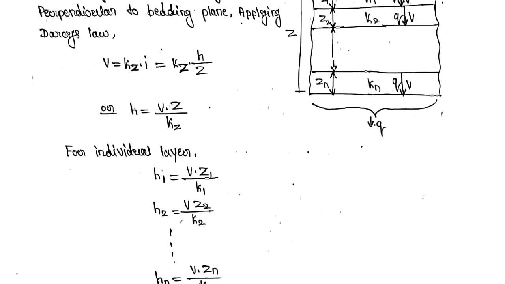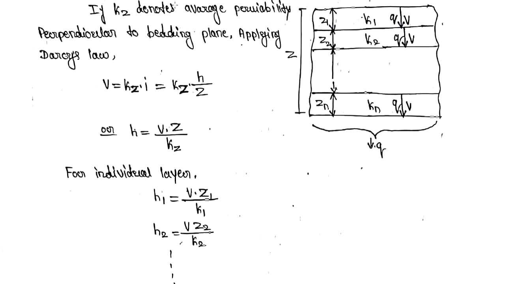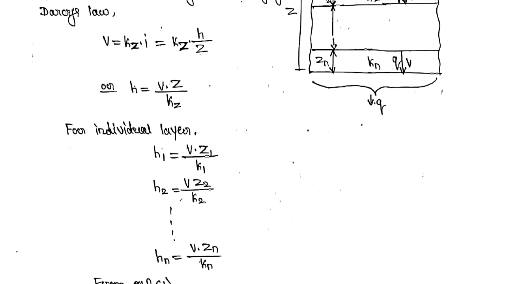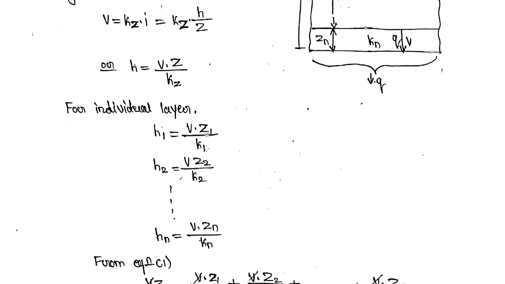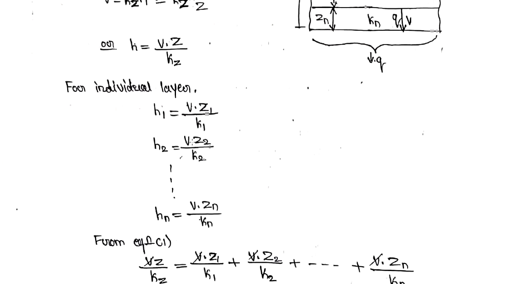For an individual layer, head loss h1 is equal to v into z1 divided by k1. Here z1 is the thickness of the layer, and k1 is the average permeability of that particular layer, or the permeability of layer 1. So h1 is equal to v into z1 divided by k1, h2 is equal to v into z2 divided by k2. Similarly, you can see hn is equal to v into zn divided by kn.